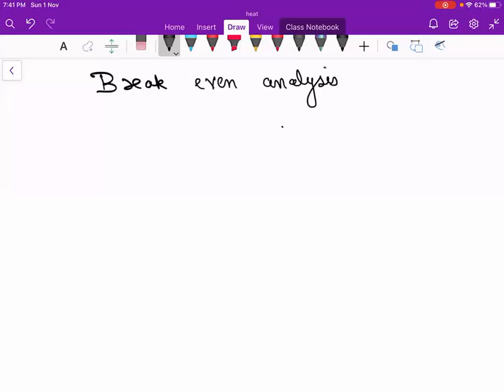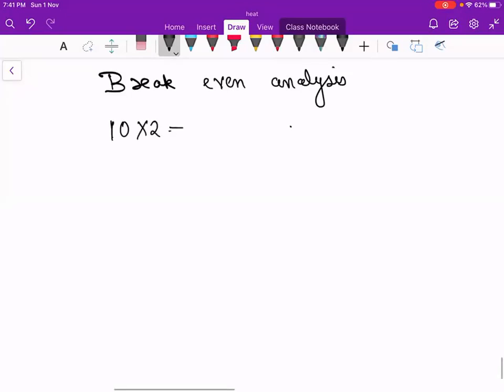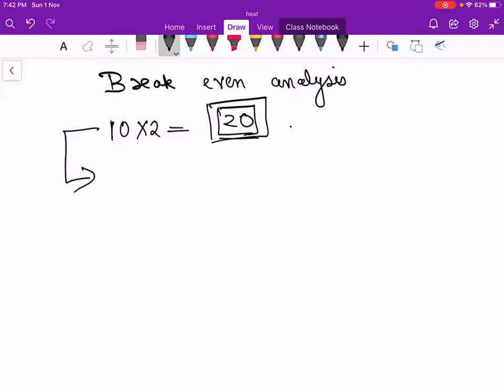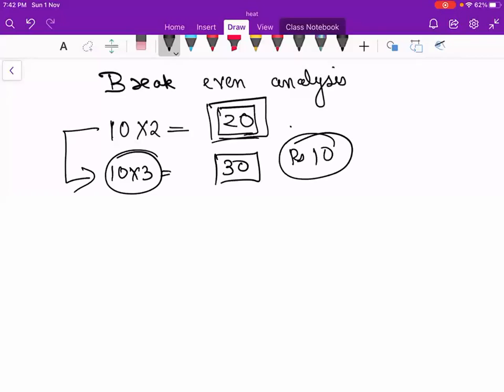So break even analysis means suppose you want to start a business, and you have purchased 10 chocolates of 2 rupees each. So it will be 20. This much amount of money you have invested. This is your product cost. While doing business, you will sell it at 3 rupees each, so 10 into 3, you will get 30. So 10 rupees is your profit. But when you get 2 rupees after selling, how much?